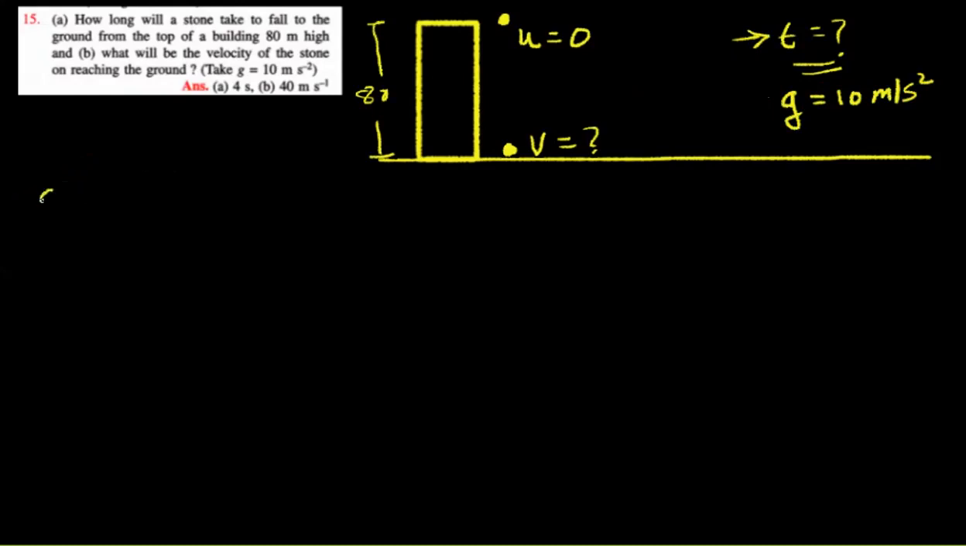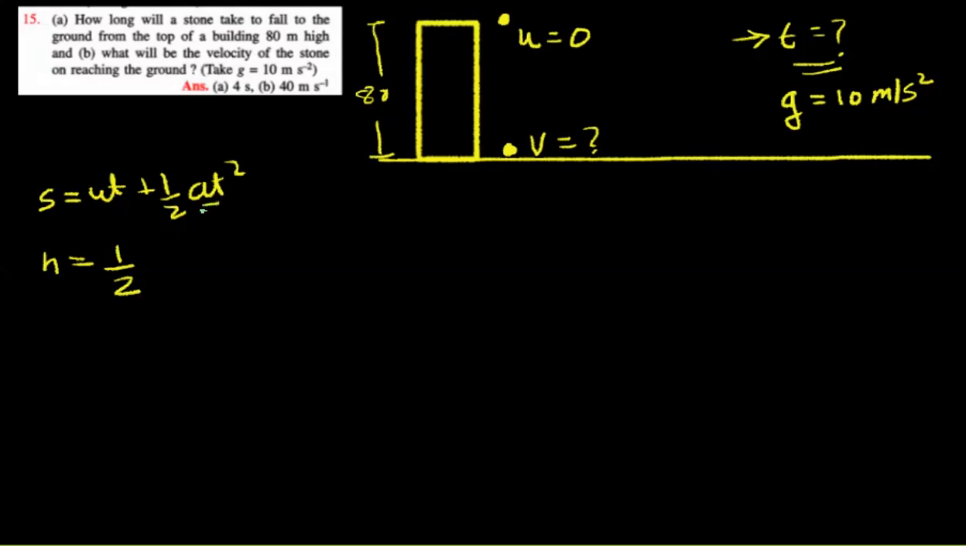Let's use this formula: s equals ut plus half at square. Now let's figure out the new formula for a free fall. Remember, for a free fall, s will become h. So h equals ut, and our initial velocity is 0, so 0 multiplied by time equals 0. So we don't need to write ut.